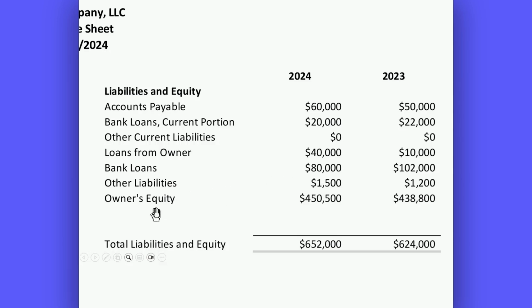Finally, then at the bottom, we're going to show equity. And again, depending on the business, equity could be several lines long. In this one, we've got it all in one line here where we show the equity of $450,500. When you add all that up together, that's the same $652,000 that we saw on the asset side.